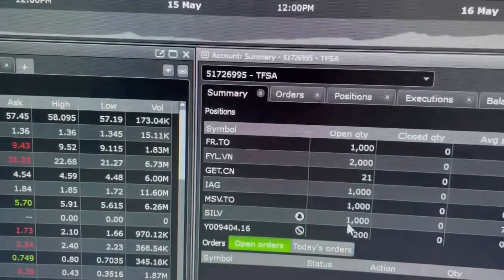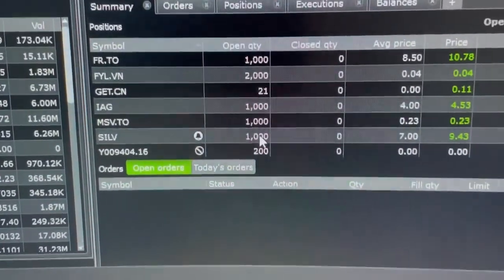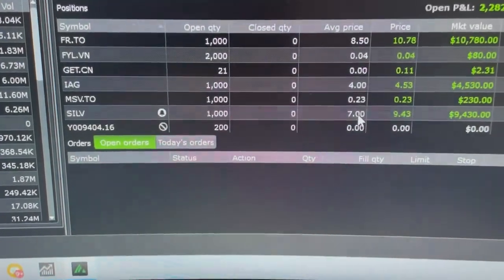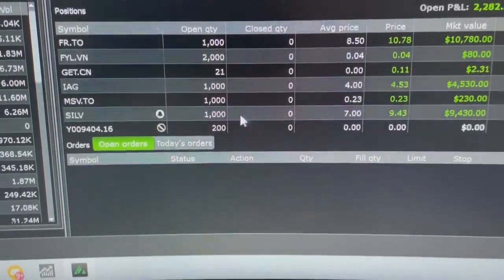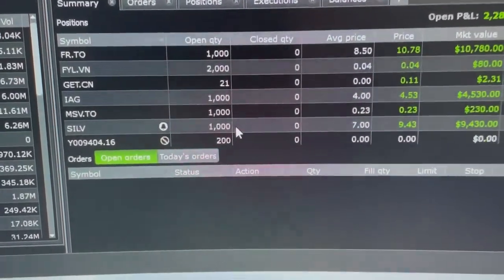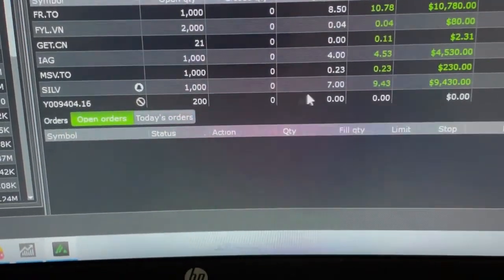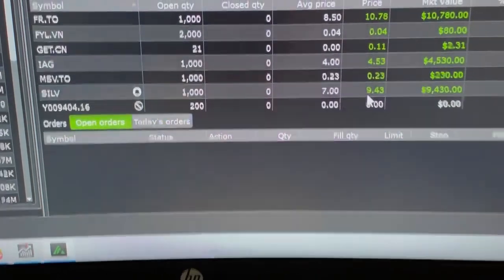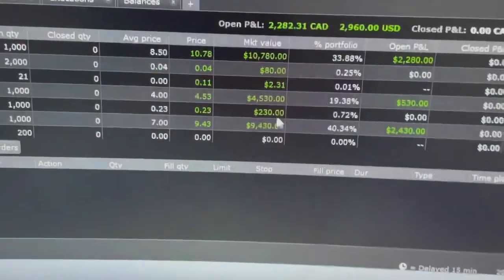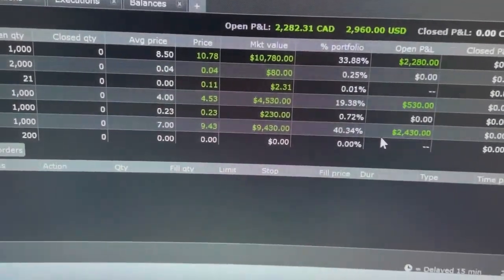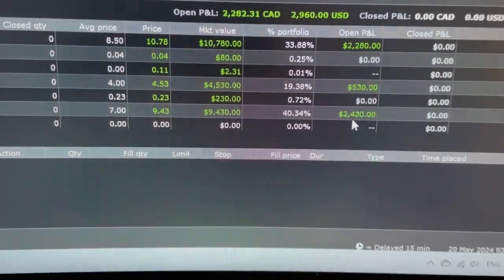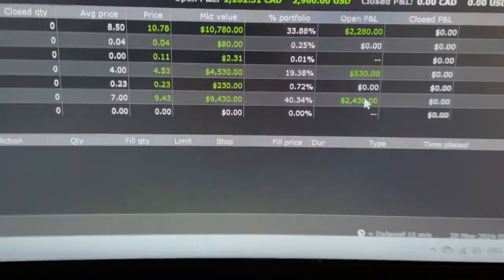SLV got exercised too. You see that I have 1,000 shares in it too. The average price that I got it for was $7. Remember that said 10 before, representing 10 options. So it went up as high as $2.43. It's showing a profit of $2,430 right now. It's jumped up quite a bit.